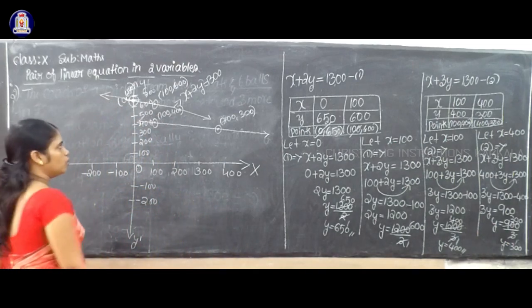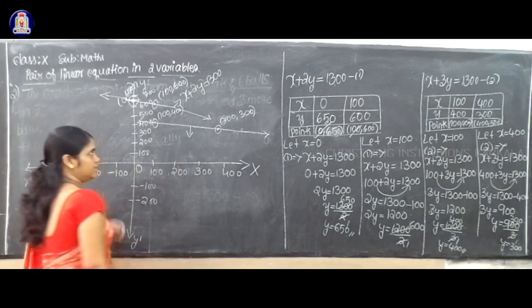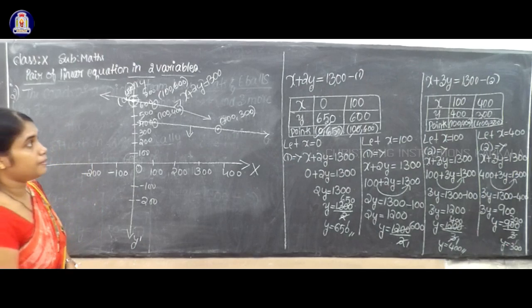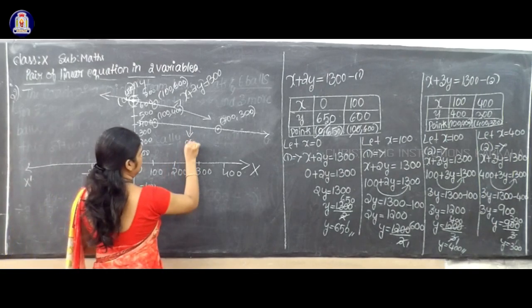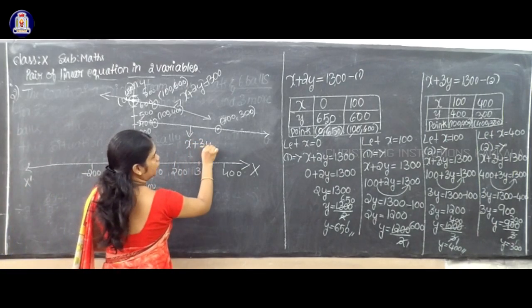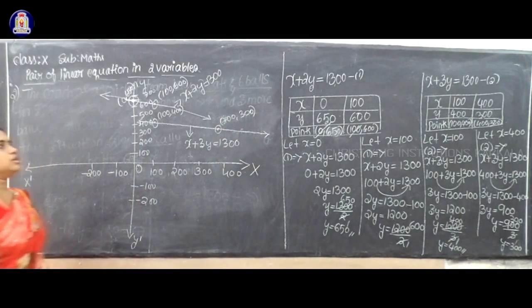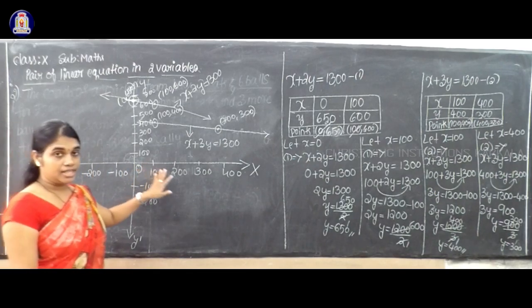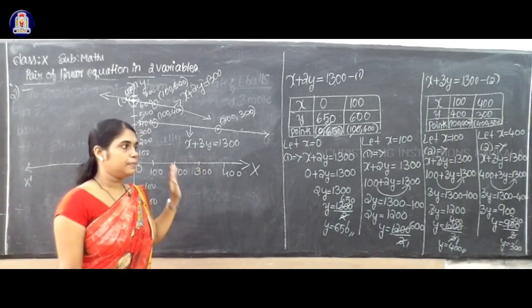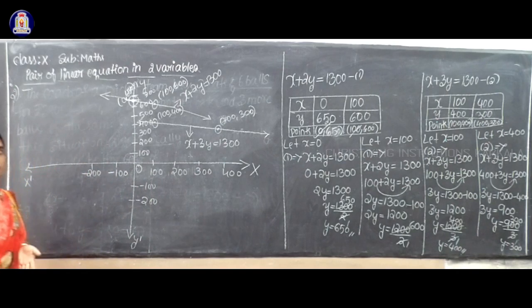Now, what is the equation of this line? Equation of this line is given by x plus 3y equal to 1300. So therefore, what does it indicate? It indicates the geometrical representation of that given situation. Now I will write down the scale. First I will write the scale.